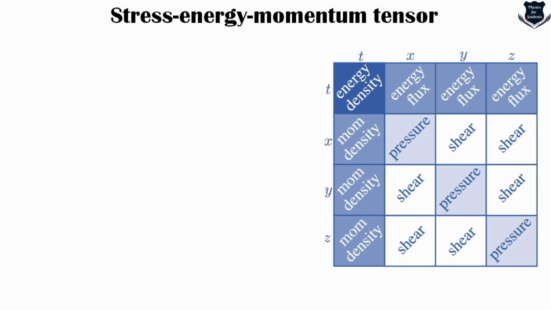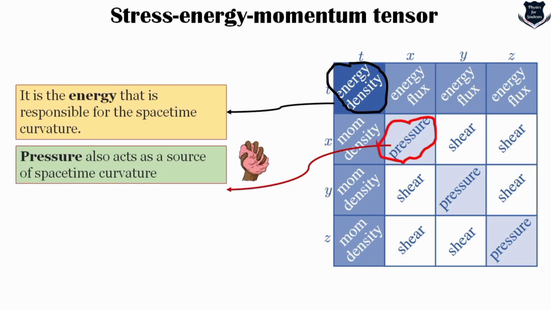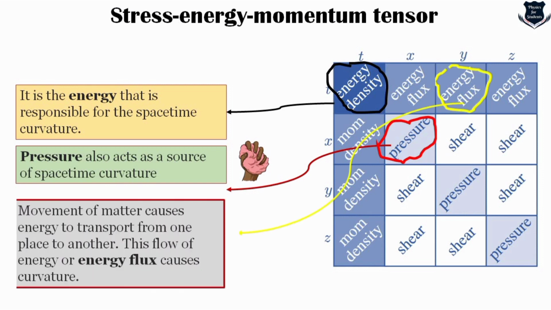Okay, so we will go now through the components of the stress energy momentum tensor. First, we take the energy density, which is responsible for the curvature of space-time. For pressure, I have shown just an icon where you are crushing something with your hand. Pressure also acts as a source of space-time curvature.